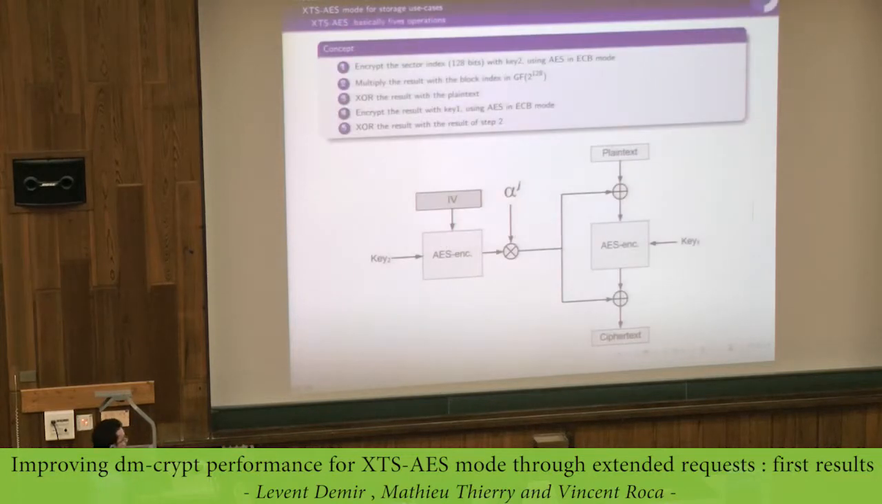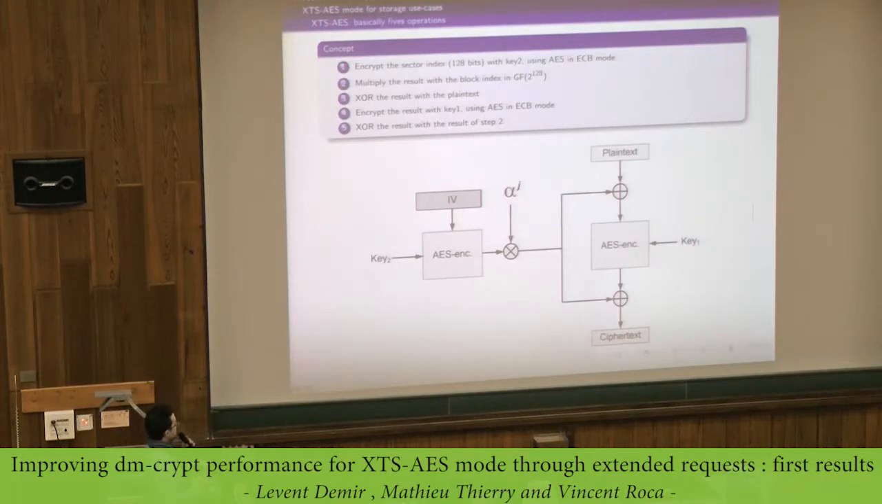So a brief overview. I'll try to be clear. For example, we have a block. An AES block is 128 bits, or 16 bytes. So the first step: we have three elements. We have the IV. We have a key, which is divided into two equally sized keys, key one and key two. And we have the plaintext.